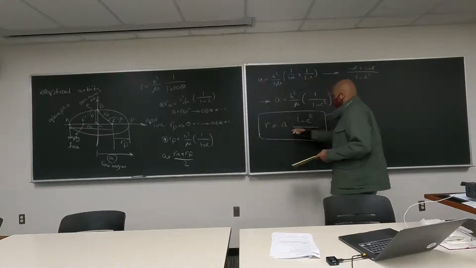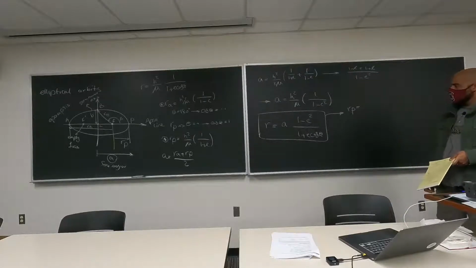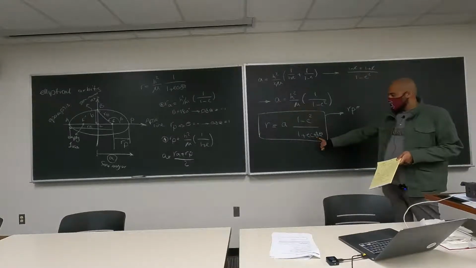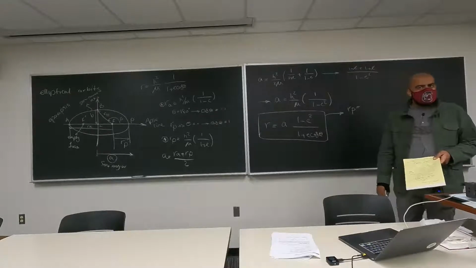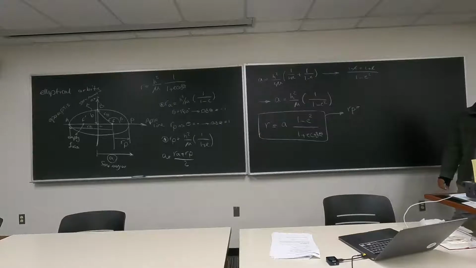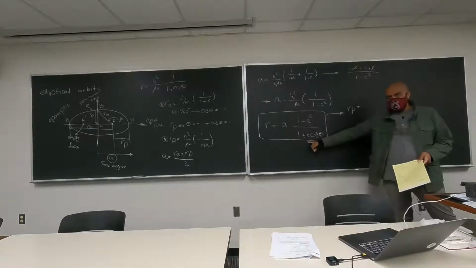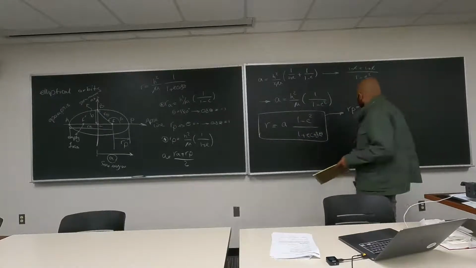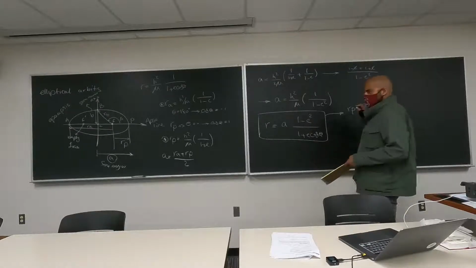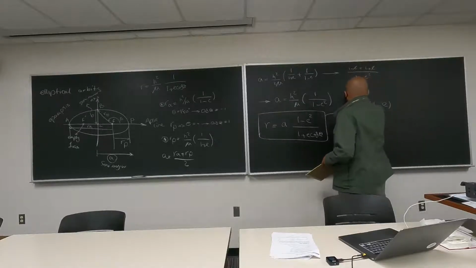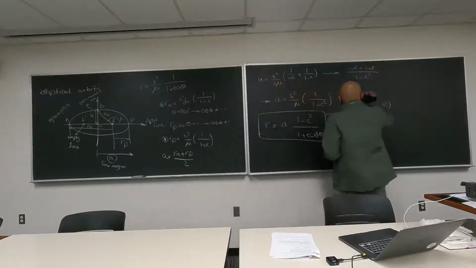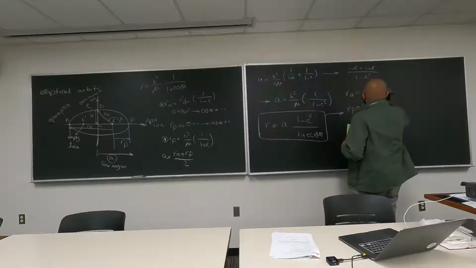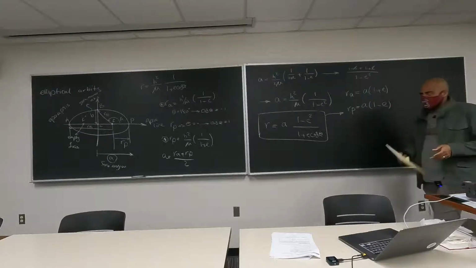So what is RP using this equation? Just plug in the value of 0 for theta. You're going to get a multiplied by 1 minus e squared divided by 1 plus e. So what will we end up with? One minus e squared is 1 plus e multiplied by 1 minus e. We're going to have 1 plus e in the denominator and 1 plus e in the numerator. They will cancel out. So RP is A multiplied by 1 minus e. There is no squared anymore, right? What about RA? Just a plus, right?